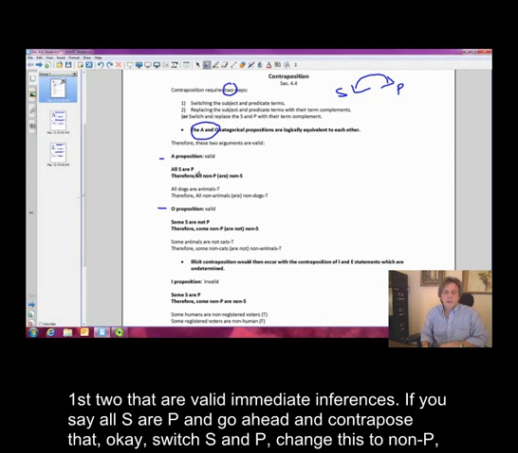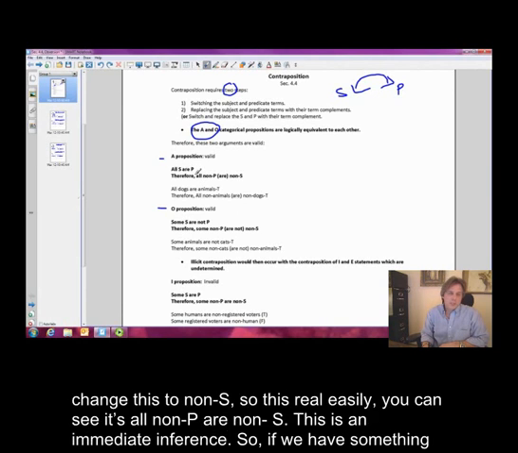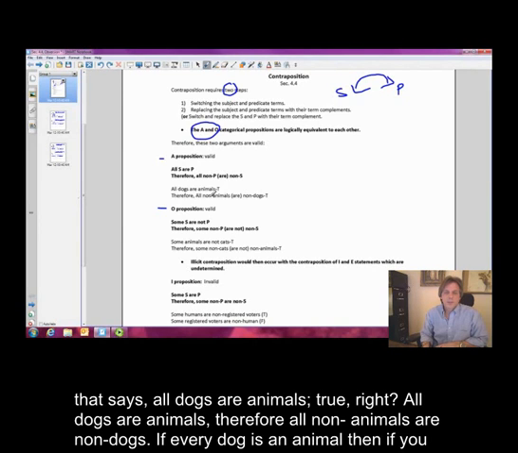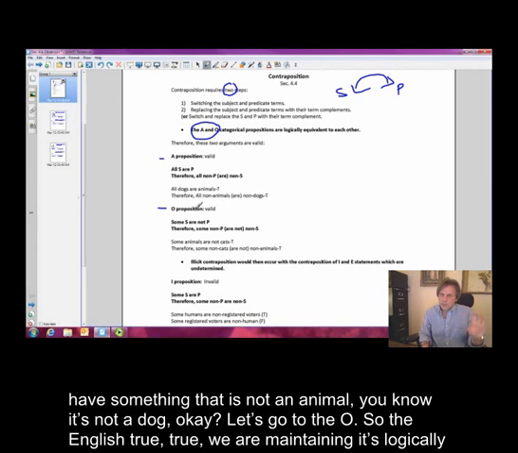If you say all S are P, and you contrapose that, switch S and P, change this to non-P, change this to non-S. So really easily, you can see it's all non-P are non-S. This is an immediate inference. So if we have something that says all dogs are animals, true, right? All dogs are animals. Therefore, all non-animals are non-dogs. If every dog is an animal, then if you have something that's not an animal, you know it's not a dog. Okay? Let's go to the O.